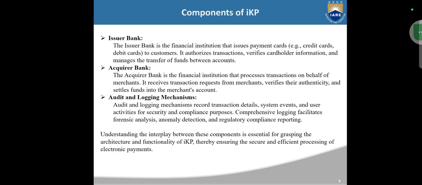Issuer bank. The issuer bank is the financial institution that issues payment cards, for example credit cards and debit cards, to customers. It authorizes transactions, verifies cardholder information, and manages the transfer of funds between accounts. Acquirer bank. The acquirer bank is the financial institution that processes transactions on behalf of merchants. It receives transaction requests from merchants, verifies their authenticity, and settles funds into the merchant's account.